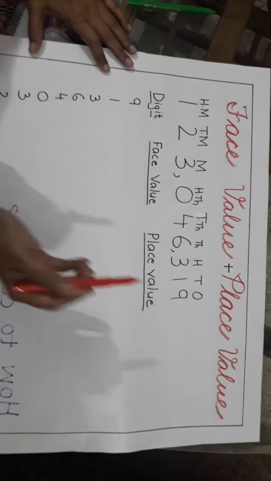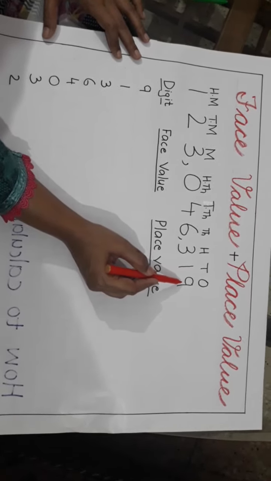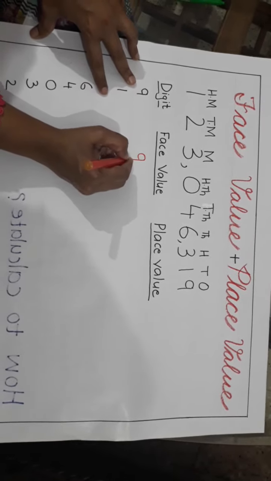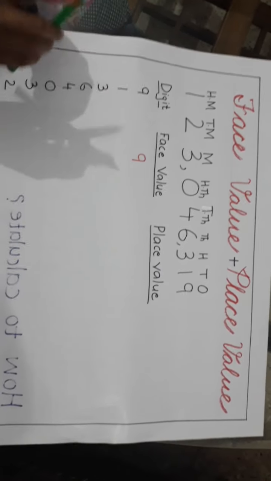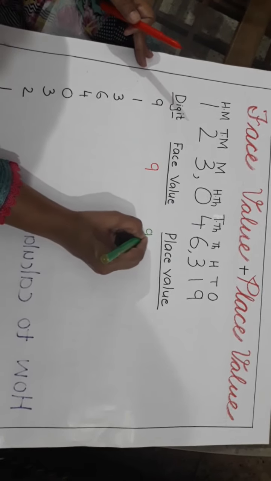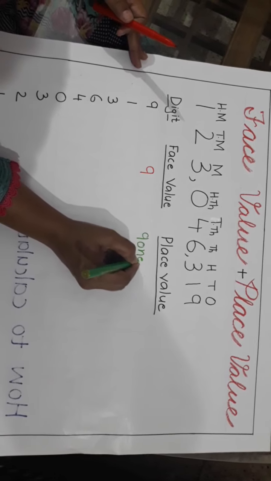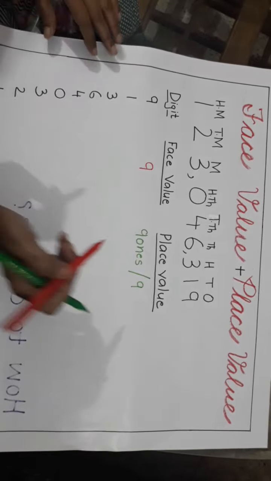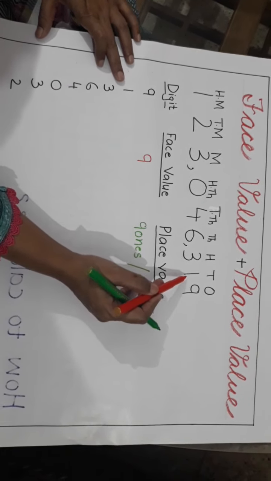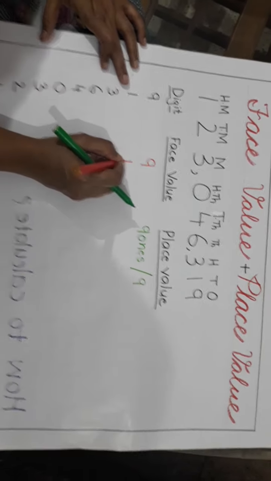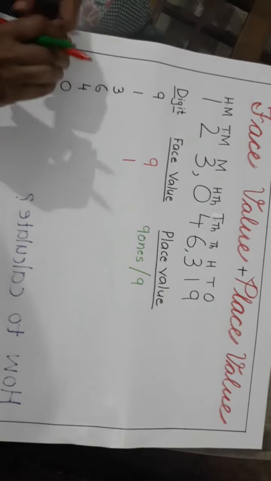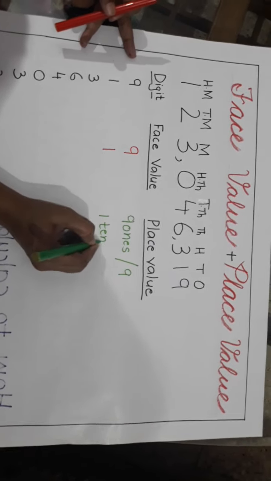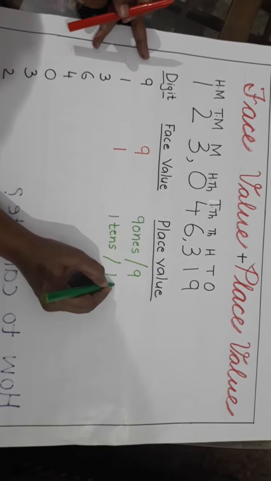Now, look here. Which is the first digit over here? 9. So, what is the face value? 9. But where is it sitting? It is sitting at ones place. So, it is 9 ones. I can write like this or even like this. Which is the next digit? 1. So, what is the face value? It is the digit itself. But what is the place value? It is 1 tens. And 1 tens means what? It is 10.